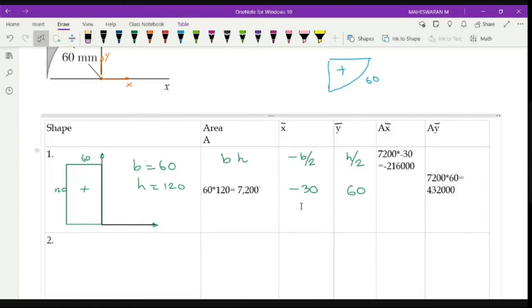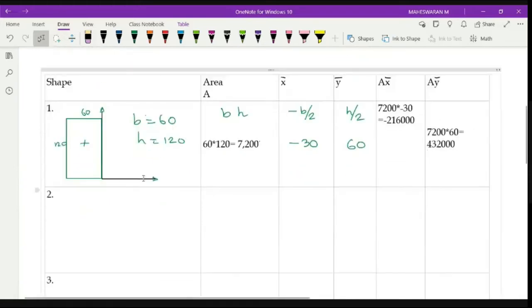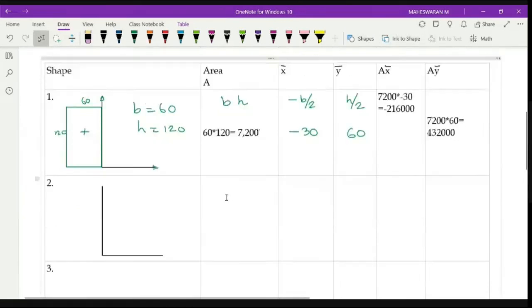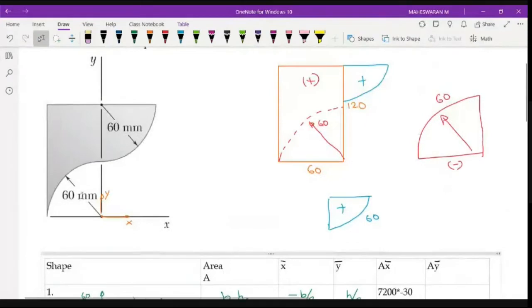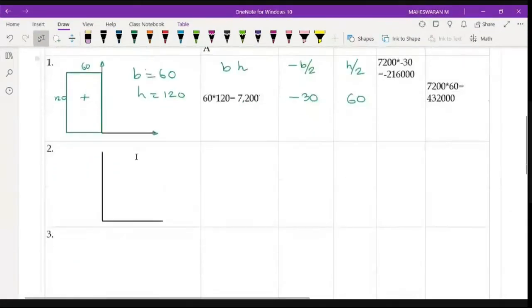No, sir. Okay. Now we'll go for the next one. This is important. And I'm going to subtract this part, right? So this is my part. So I have a semicircle like this.